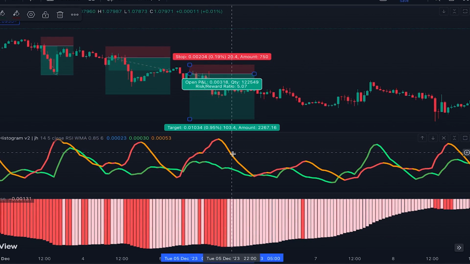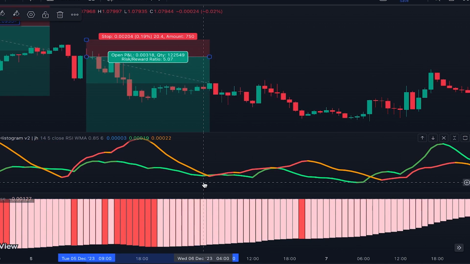As you can see here, we have a crossing, but this crossing is not accepted because the red line was running on the green line and then it moved up, and we don't take these kinds of signals. We want it to be below the line and then crossing above the line, like this case that we had here.